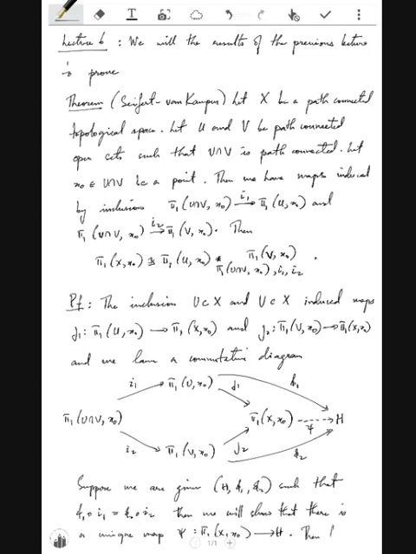Then by the last proposition in the previous lecture, it follows that pi 1 of X, X naught is the amalgamated product.